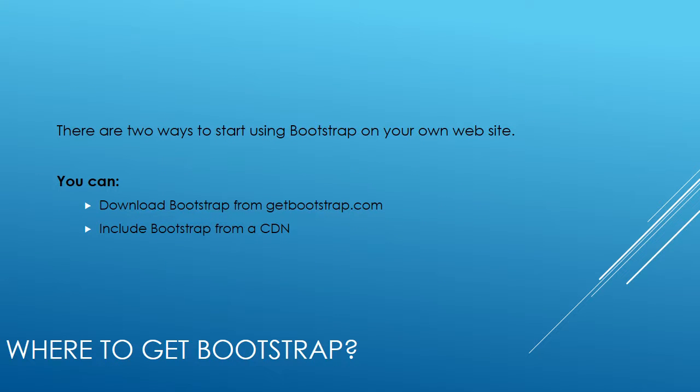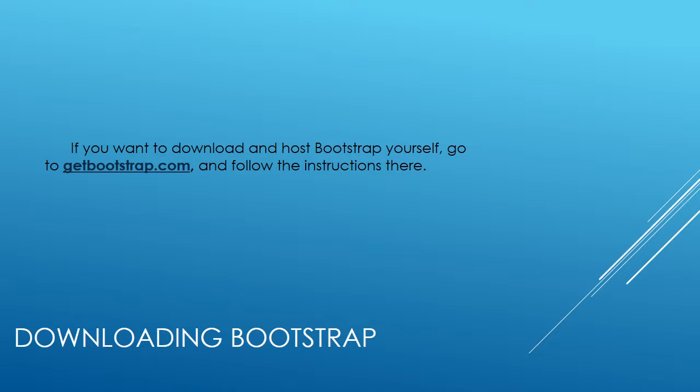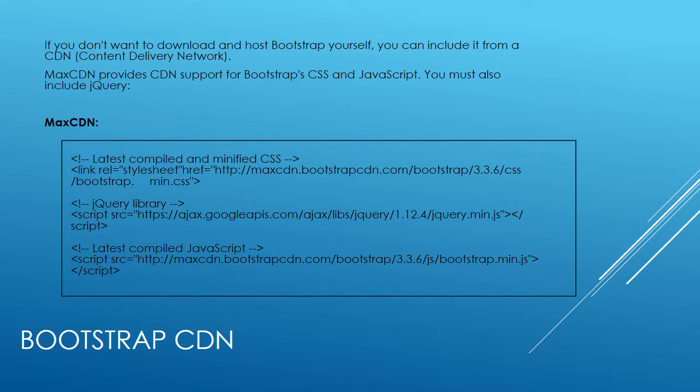There are 2 ways to start using Bootstrap on your own website. You can download Bootstrap from getbootstrap.com. Include Bootstrap from a CDN. If you want to download and host Bootstrap yourself, go to getbootstrap.com and follow the instructions there. If you don't want to download and host Bootstrap yourself, you can include it from a CDN, Content Delivery Network.